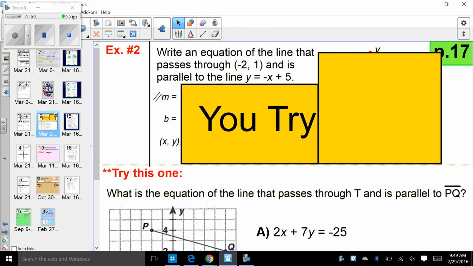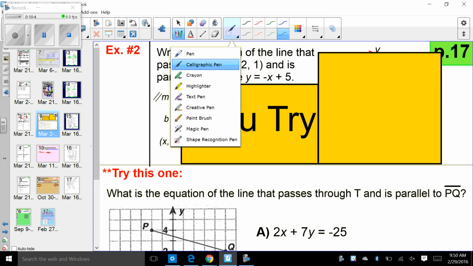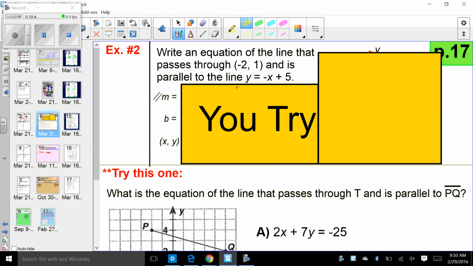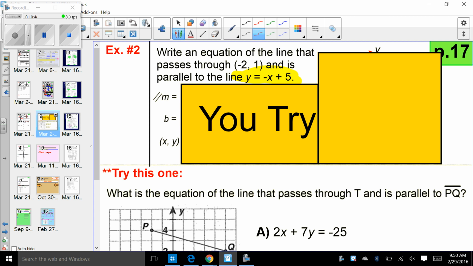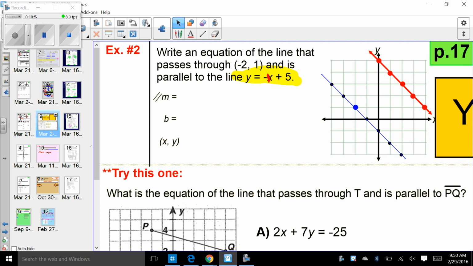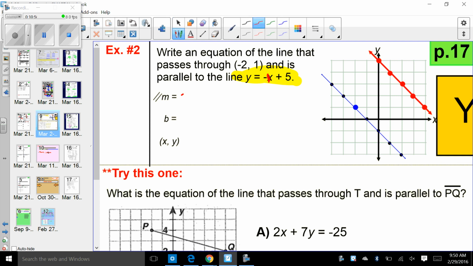Okay, example number 2. Write an equation of a line that passes through (-2, 1) and is parallel to the line that you see. So the line that we see is y equals -x plus 5. The slope of this line is -1. So a parallel slope would have to be the same slope. So the parallel slope would also be -1. Parallel slope -1, same slope.